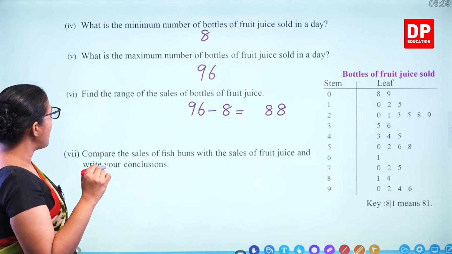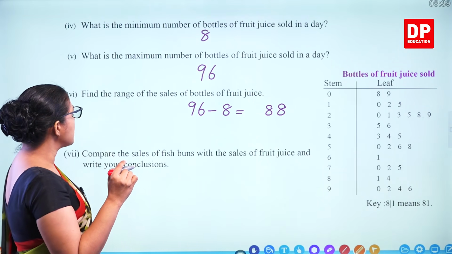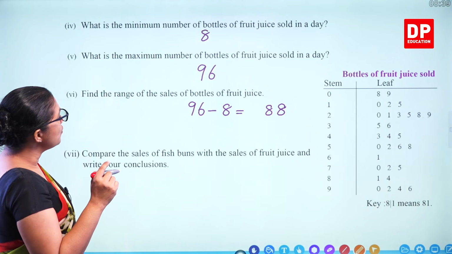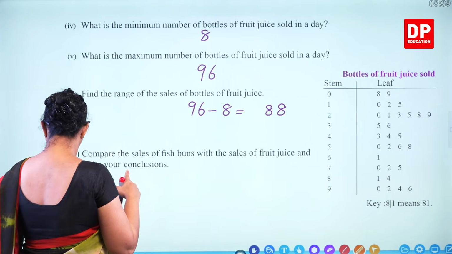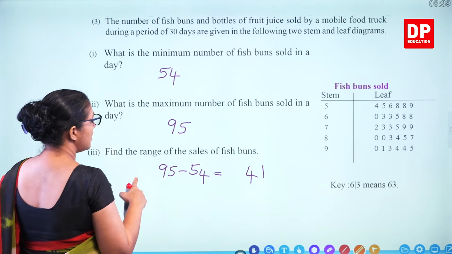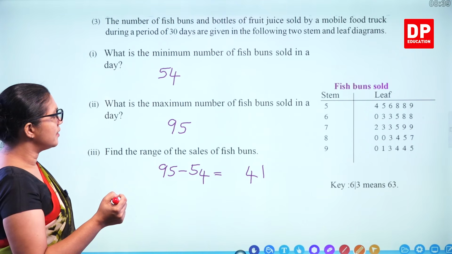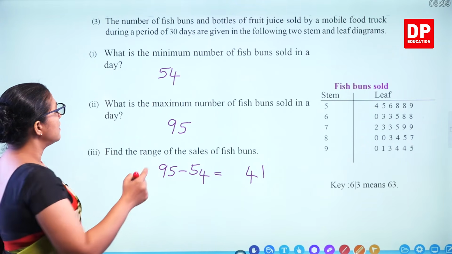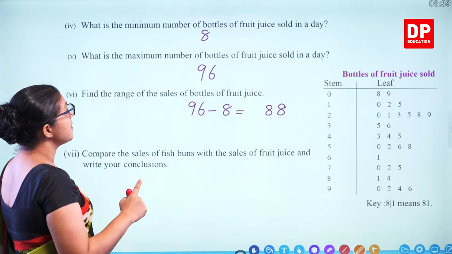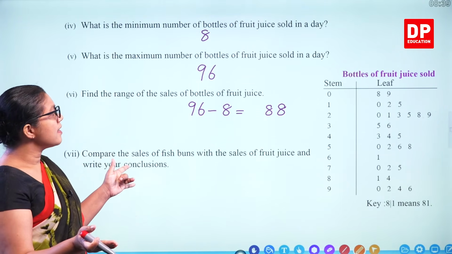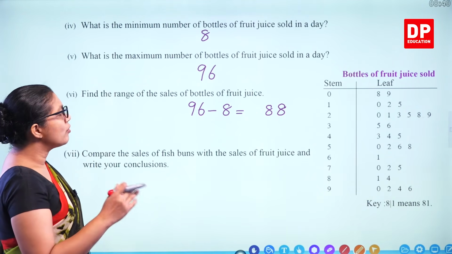88. Compare the sales of fish buns with the sales of fruit juice and write your conclusions. So what can you say about this? This is 88, and we'll check the range of fish buns, 41. So you get 95 and 54 here, and 8 and 96. So the range is highest in fruit juices. So you can compare by looking at the ranges.